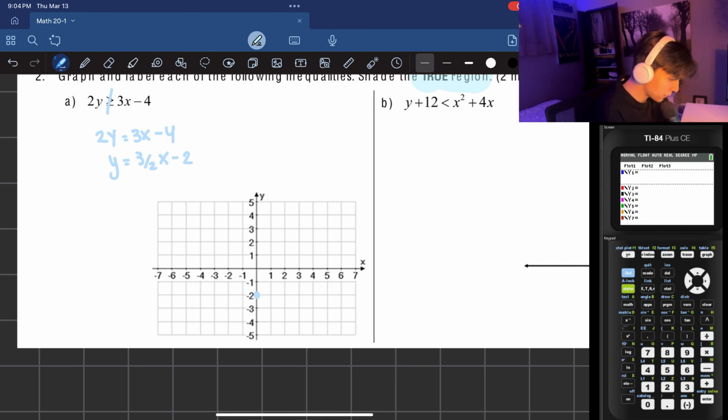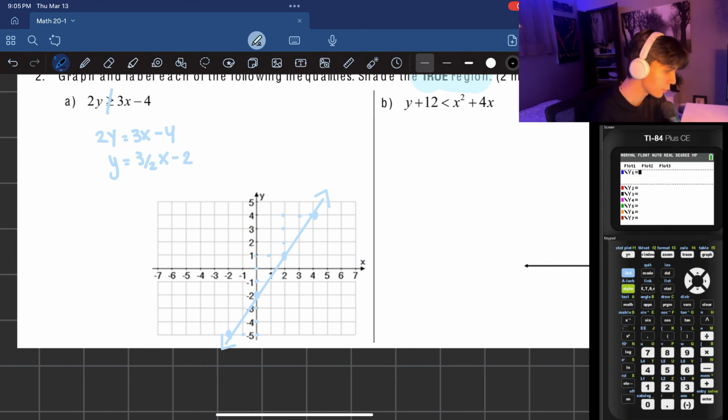And let's graph this now. So we have a rise of 3. So we're just going to go up 3: 1, 2, 3. And then right 2: 1, 2. Up 3 again, right 2 again. So now you have this line here. I'm going to draw a line that connects all of these points, and it should look something like that.